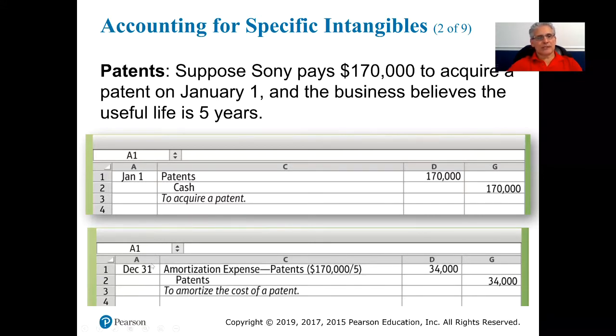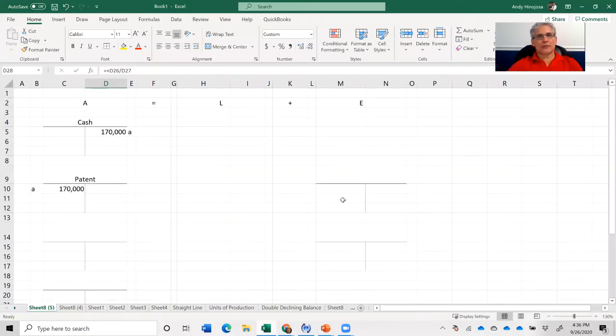So the journal entry is going to be a debit to amortization expense for $34,000 and a credit to patents. There's no accumulated amortization. You simply just go against the patent itself. So if I want to record this, we're going to have amortization expense here under equity. Amortization expense. We're going to debit it for $34,000. Say that's B. And we're going to credit the patent $34,000. So the balance after that journal entry is going to be $136,000.